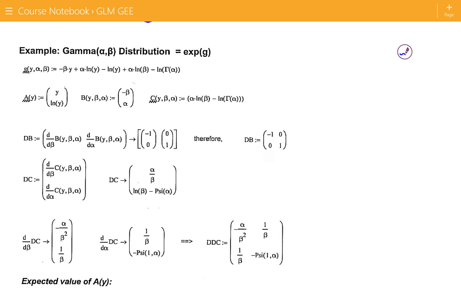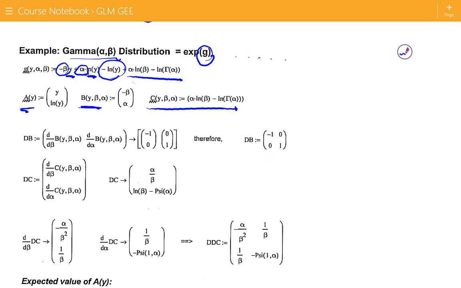But here's an example of a gamma distribution, and it's e to the, what I'll call g now, that whole set of terms that goes in the exponentiated form, and here's what it is. It is negative beta y plus alpha log y minus log y, plus alpha log beta minus log gamma alpha. What does that give us? If you look closely, our A of y is y and log y, so it's going to pick up this y here, and this log y. Our B vector is the negative beta and the alpha. Our C is this term here. And then we have our function of negative log y.